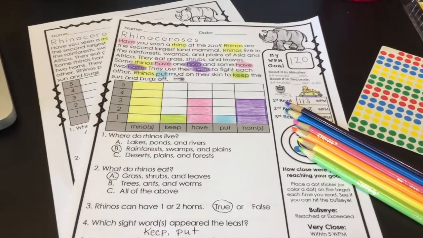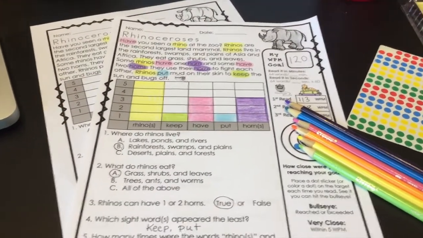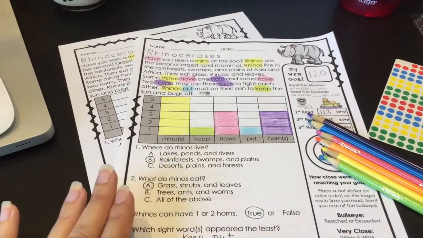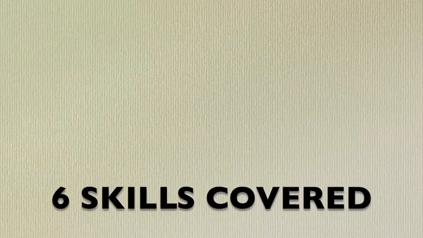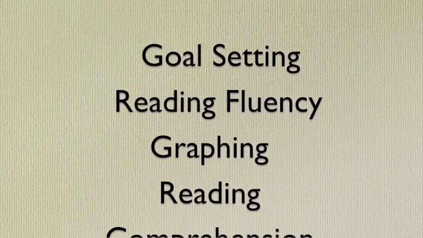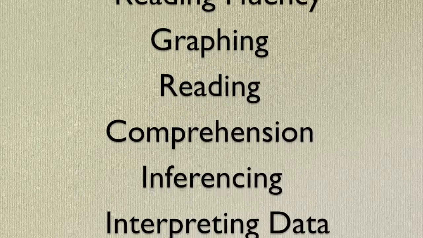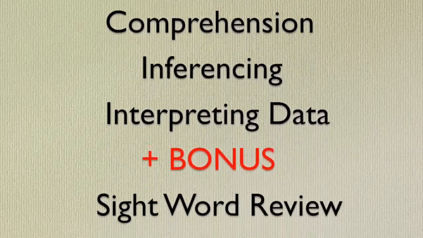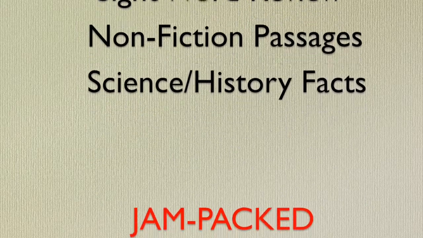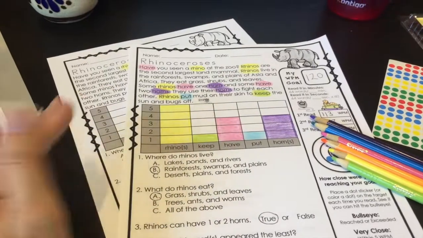Not only are these activities fun for students, but they are getting so much learning jam-packed into one worksheet. There are 6 skills covered in this one worksheet: goal setting, reading fluency, graphing, reading comprehension, inferencing, and interpreting data. Plus they're also getting sight word review. These are nonfiction stories that have interesting scientific or historical facts included in them as well. So very multidisciplinary.